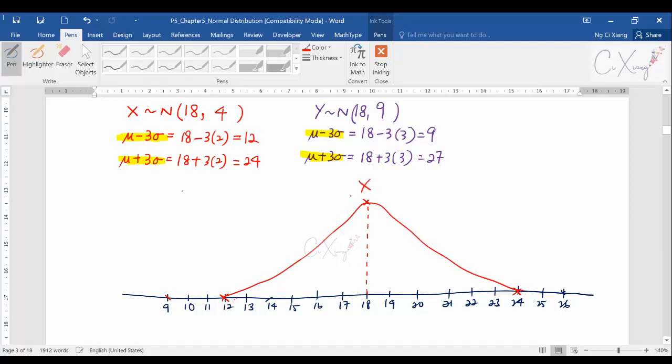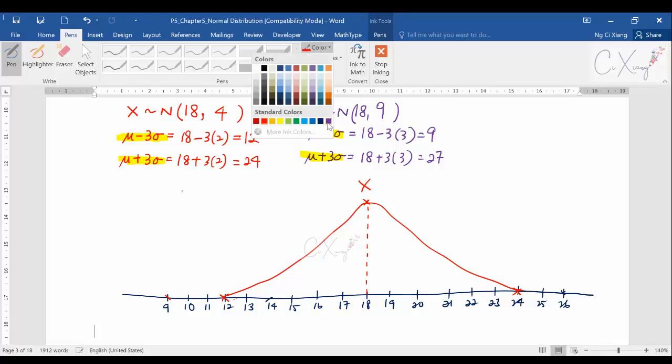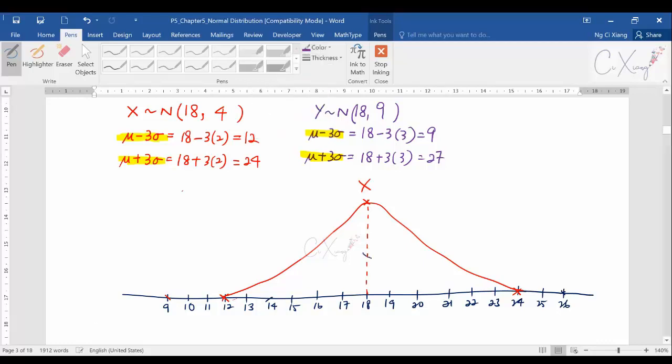So this is your X. What about Y? Okay, so Y should be shorter. So how short is it? Never mind. As long as it is shorter than X. So the limit is 9 and also 27. Okay, so if you try to sketch it out again, so you see that the straightness is wider. Okay, so this is the Y.